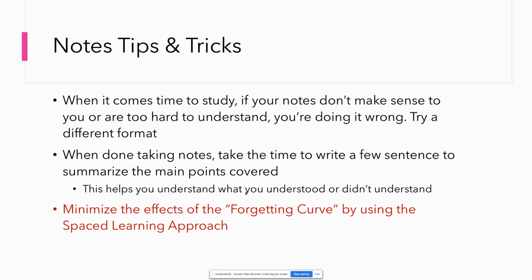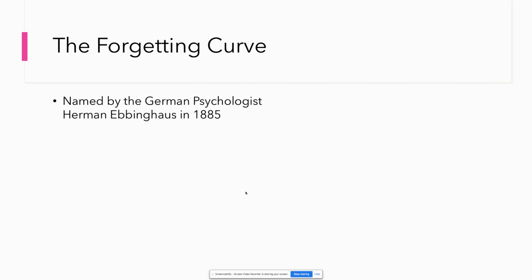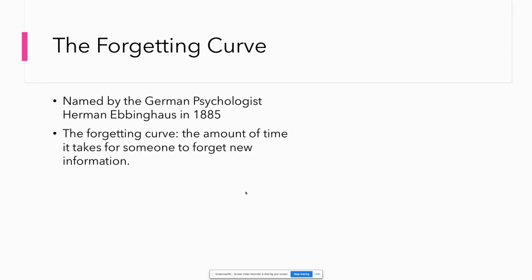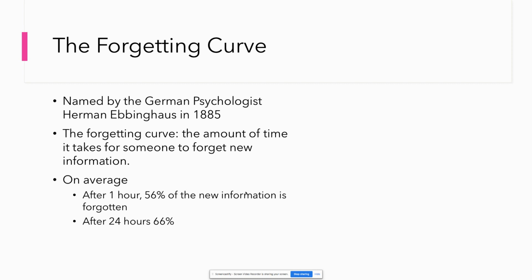So I'm going to talk about how we minimize the effects of the forgetting curve by using the spaced learning approach. So the forgetting curve, named by the German psychologist Hermann Ebbinghaus in 1885. And it's basically what it sounds like. It's the amount of time it takes for someone to forget new information. So on average, you will forget 56% of all new information learned after the first hour. After the first 24 hours, that jumps up to 66%. And then after the first 6 days, you lose about 75% of all the information you learned.